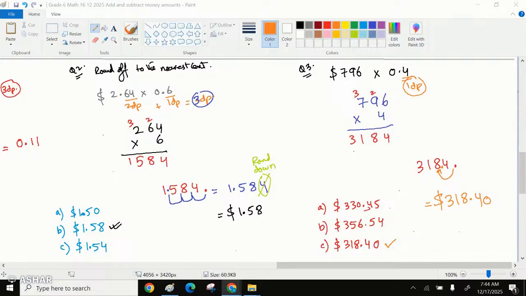Yeah, I wrote 31. That's exactly what I did. I'll show it to you again. 7 times 4 was 28, and we had a carry of 3. We add 3. This becomes 31, and we wrote 31. 28 plus 3 is 31. Yes. That means option C, that is 318.40, is correct.